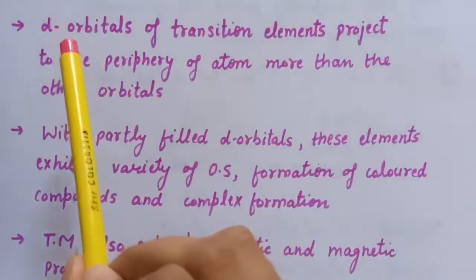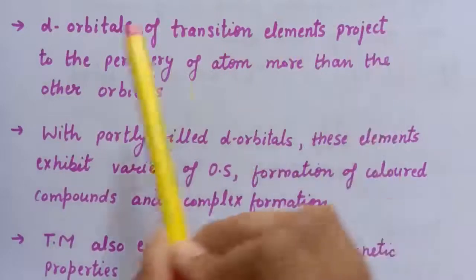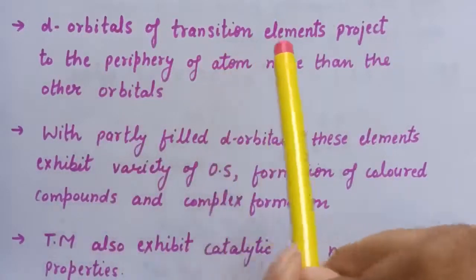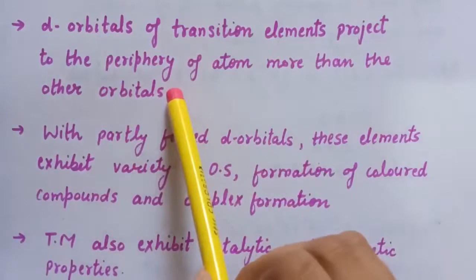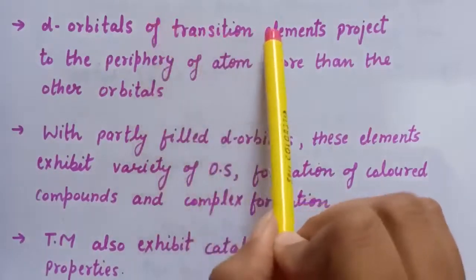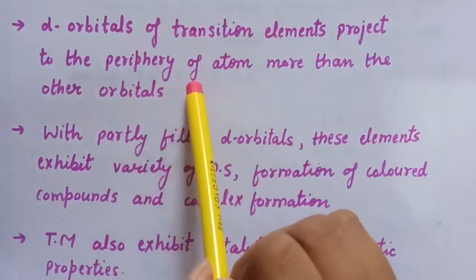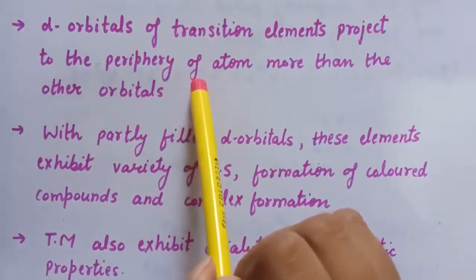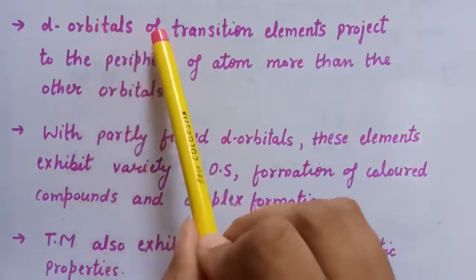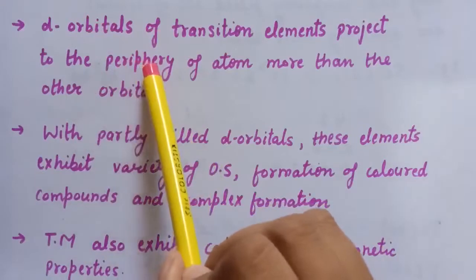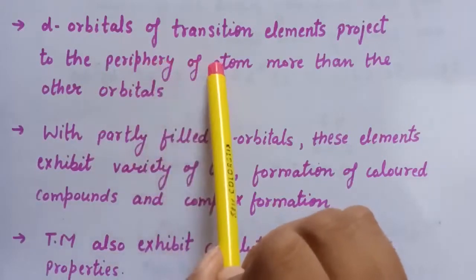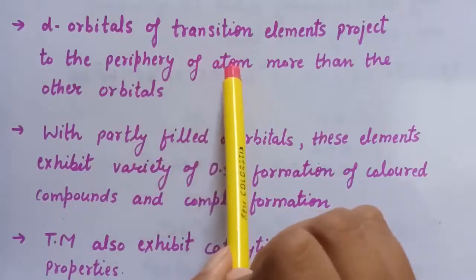Now the next point is that d orbitals of transition elements project to the periphery of the atom more than the other orbitals. That is, d orbitals lie at the boundary of the atom more than the other orbitals, that is s and p orbitals, and that is why they are more influenced by the surroundings as well as affecting the atoms or molecules surrounding them. That is, the d orbitals lie at the edge, or you can say at the boundary of the atom.